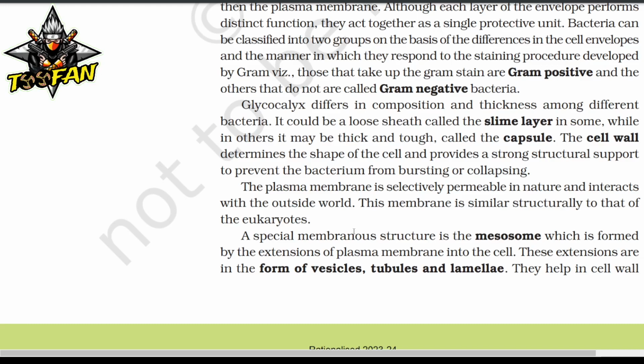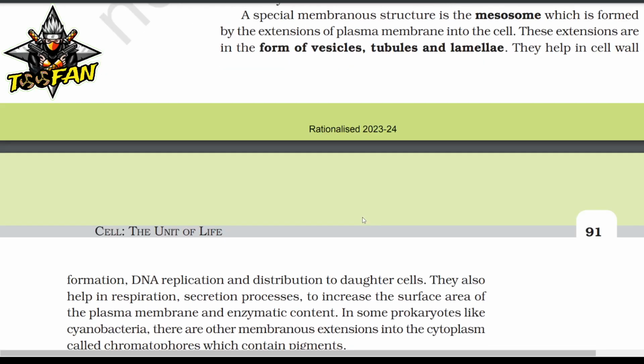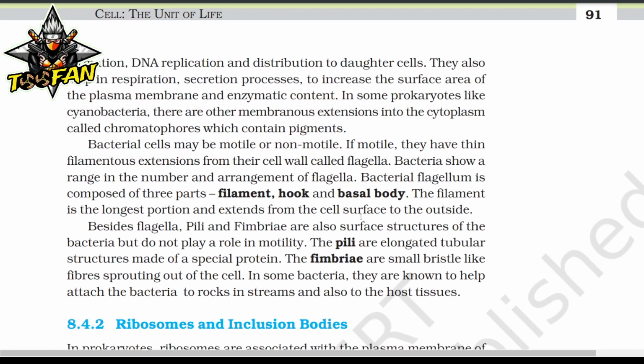A special membranous structure is the mesosome, which is formed by extension of the plasma membrane into the cell. These extensions are in the form of vesicles, tubules, and lamellae. They help in cell wall formation, DNA replication, and distribution to the daughter cells. They also help in respiration and secretion processes, and to increase the surface area of the plasma membrane and enzymatic content. In some prokaryotes like cyanobacteria, there are other membranous extensions into the cytoplasm called chromatophores, which contain pigments.